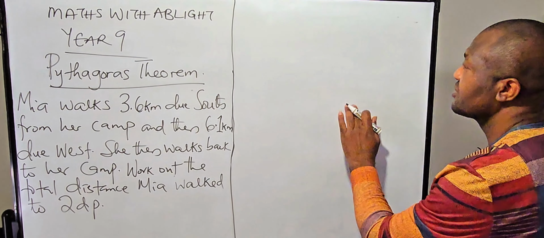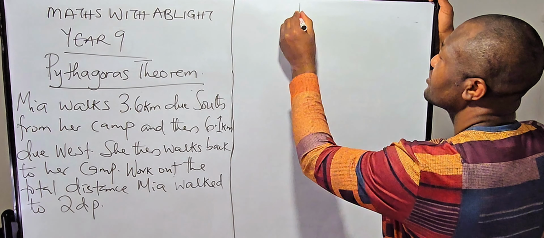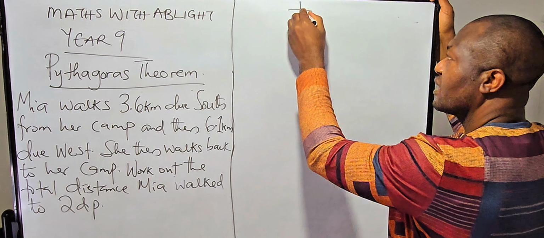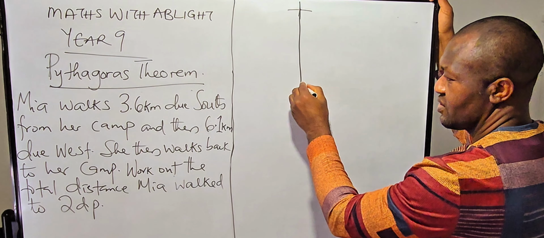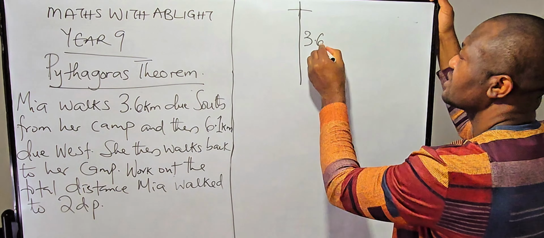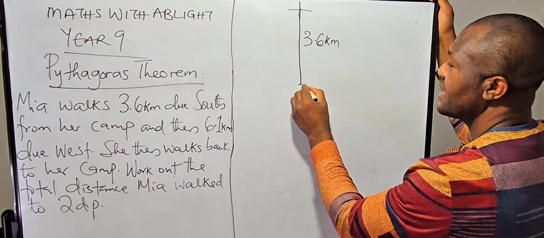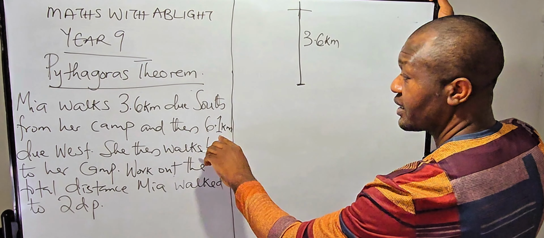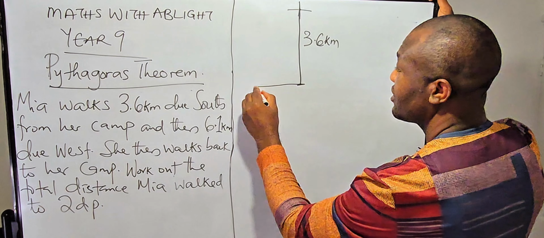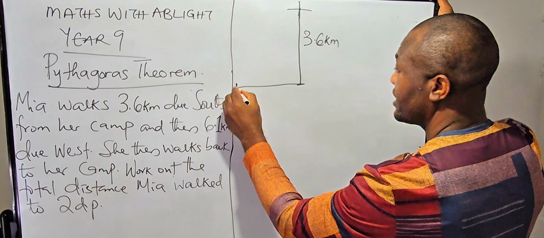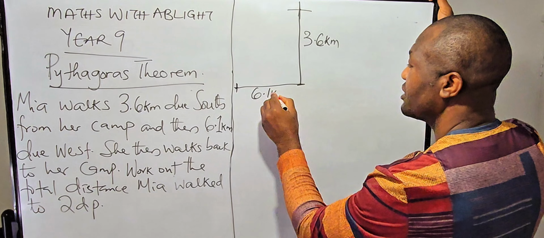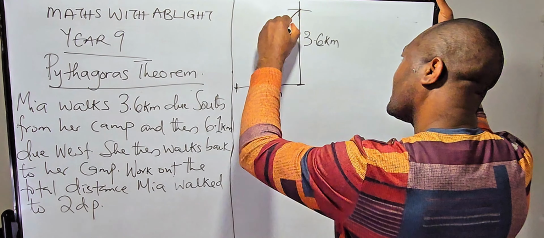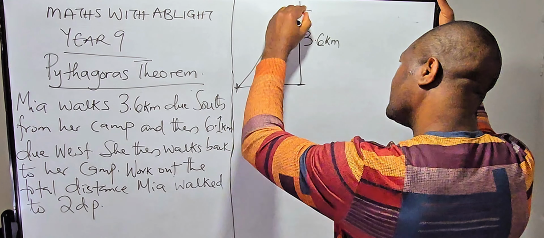Maya is at a point, let's say this is her starting point, your 4 cardinal points, north, south, east, west. So she is walking down. She has gone southward for 3.6 kilometers. Upon getting here, she stopped. And then she changed direction, 6.1 kilometers to the west. She went to the west and then she stopped here, 6.1 kilometers. Then she now walks back from here to her camp. This is the camp. So she moved from here to the camp.